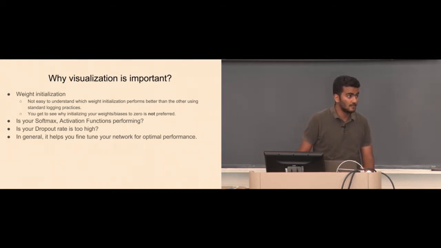Also, you can see how different your activation functions are for the data set and for the task that you're evaluating. Again, something that we'll go through in the notebook. Different tricks like batch normalization, dropout: what are they doing to the network, are they making sense? Are they affecting my network too much? These questions we'll be able to answer. In general, it helps you fine tune the performance of the model that you have already created.